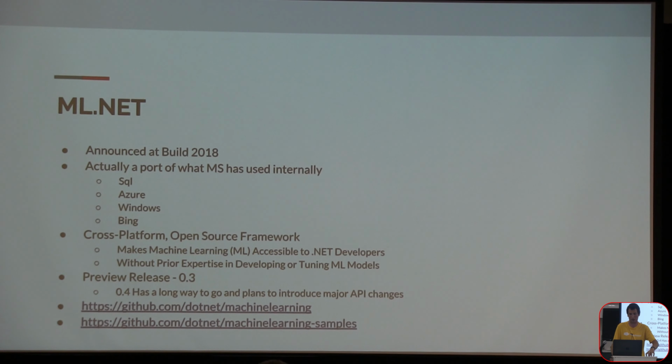I watched their announcement video, and back then they actually had even better debugging tools than they have now, so they've almost taken a step back in certain ways. I'm sure it's for performance, and I'm sure there's a legitimate reason for it, but things are very fluid and changing quite frequently. If you want to get involved, go to github.com/.net/machine learning, and then for a list of samples, same thing with a -samples at the end.